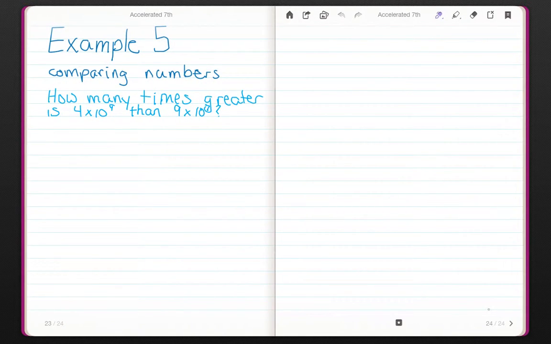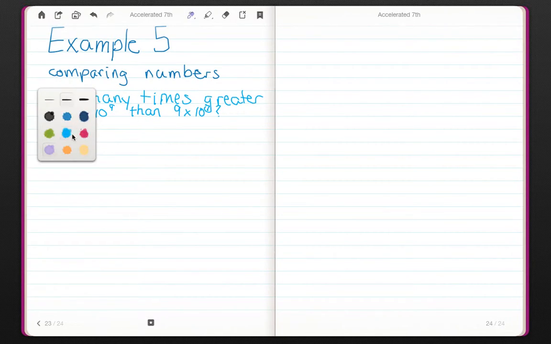And finally, example 5, comparing numbers. How many times greater is 4 times 10 to the ninth than 9 times 10 to the seventh? So even though this says how many times greater, we are actually going to divide. So 4 times 10 to the ninth is going to be my numerator, and it's going to be the numerator because it is the largest number. I know it is the largest number because it has the largest exponent.